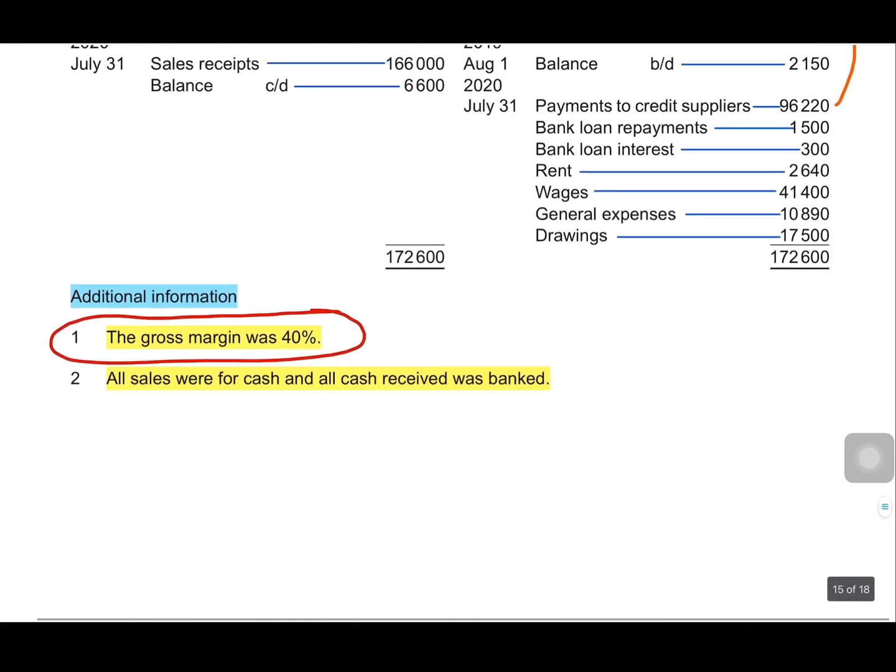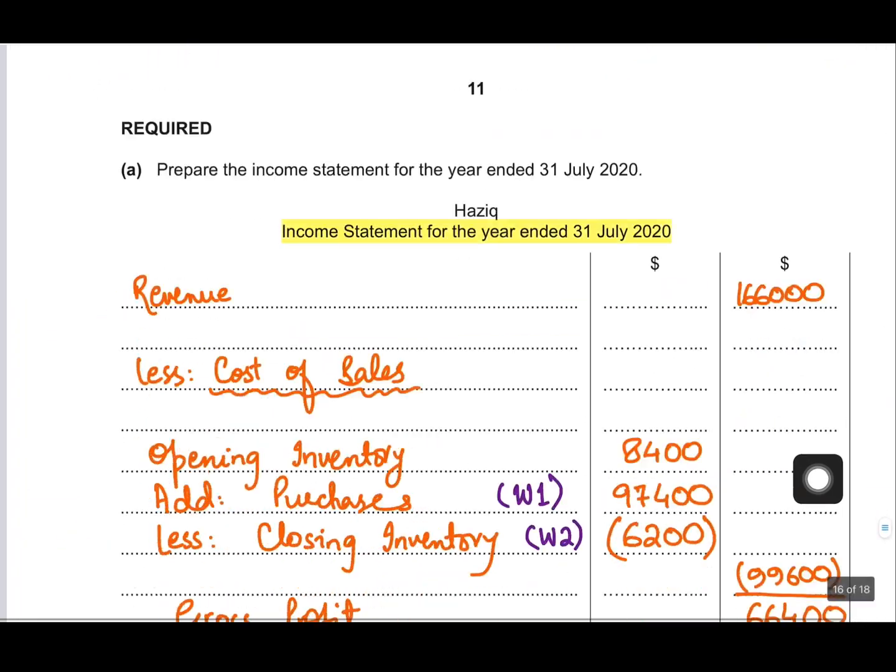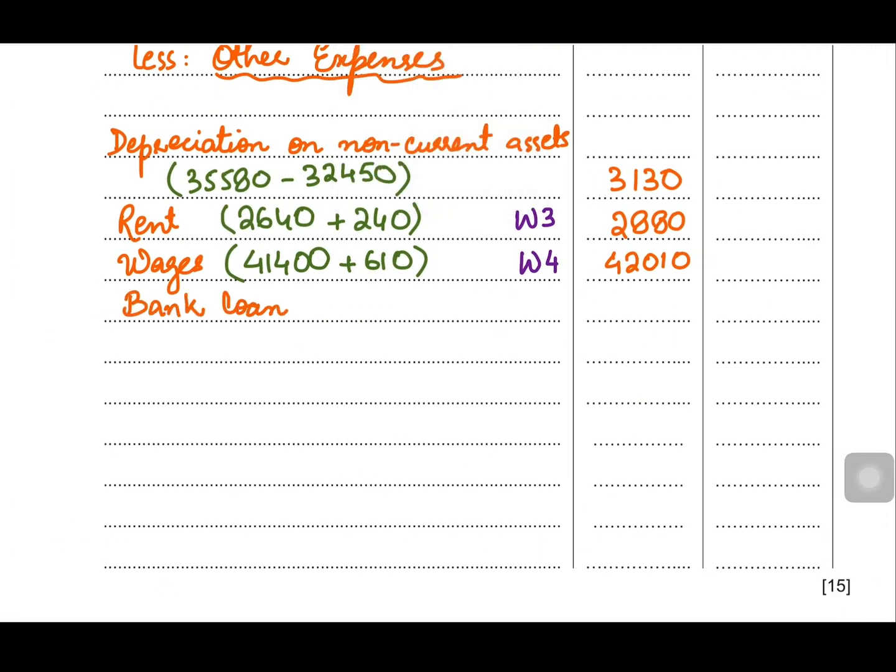Now let's move to, do we have any other expenses in question? We have dealt with rent and wages. Yes, we have 2 more expenses, bank loan interest and general expenses. We don't have any opening or closing balances for that, so just take directly these 2 figures. Bank loan interest is 300, general expenses are 10890. Right. So these are the total expenses which we have in question.